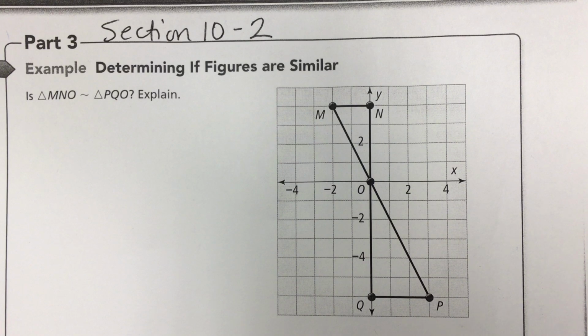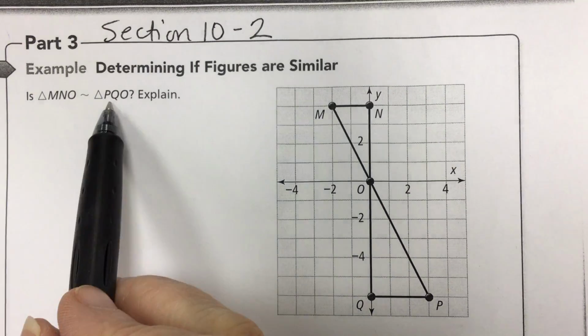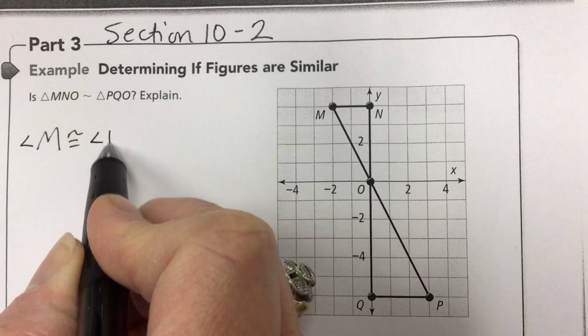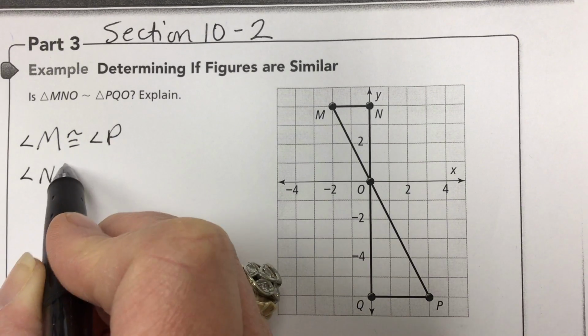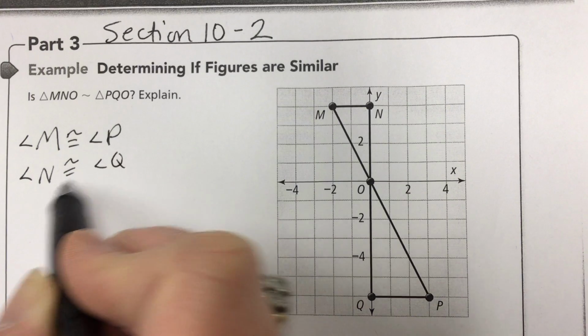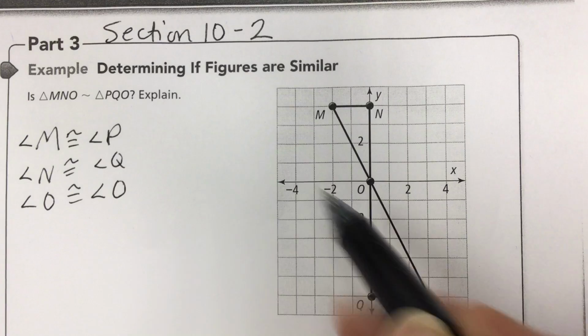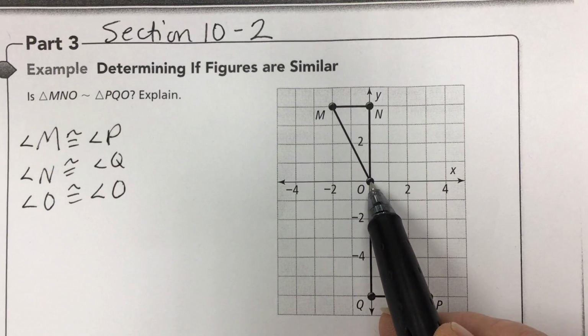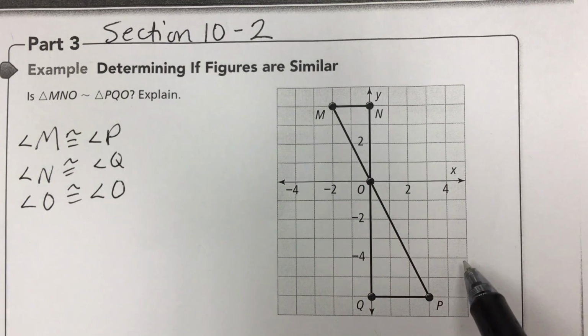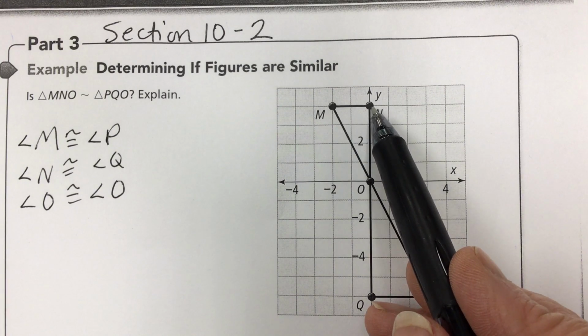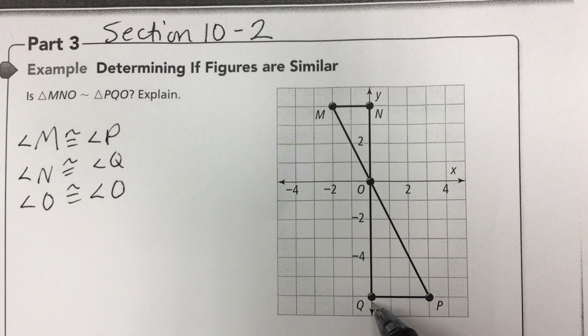mapping and end up being able to show that they have the same scale factor. If they are similar, then angle M is congruent to angle P, angle N is congruent to angle Q, and angle O is congruent to angle O. Okay? So O and O would be congruent. M would be congruent to P, and N would be congruent to Q.